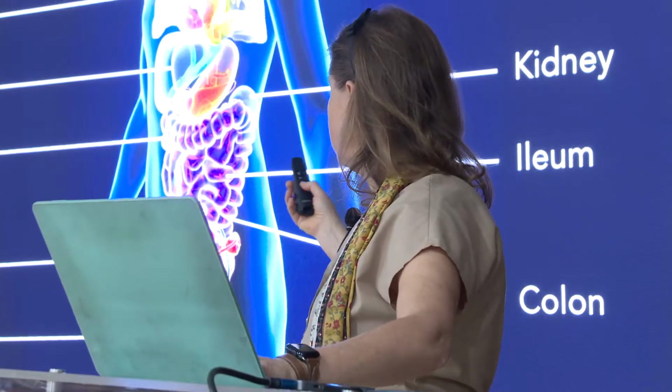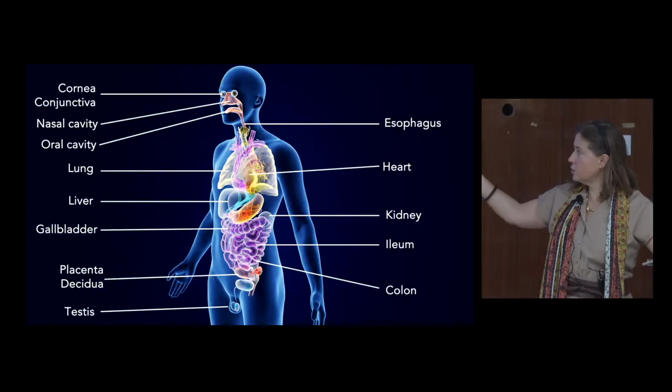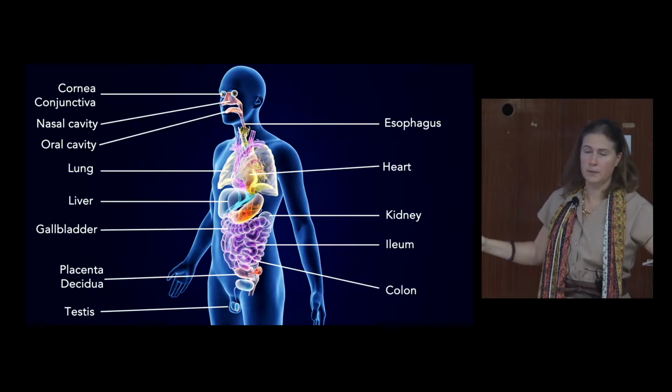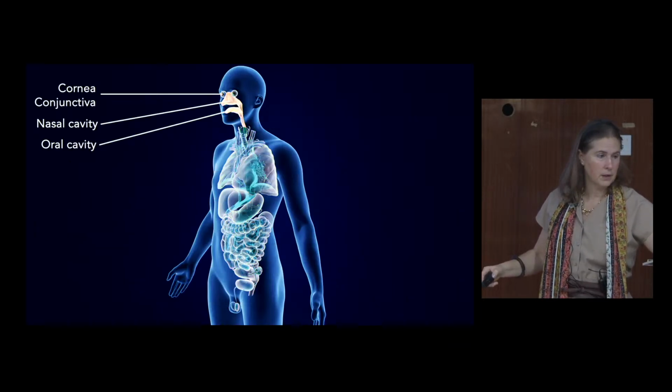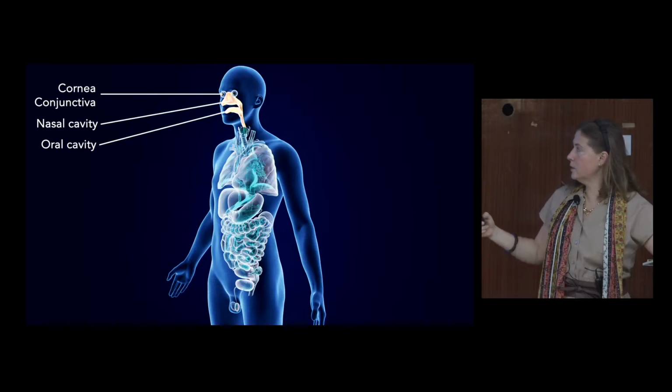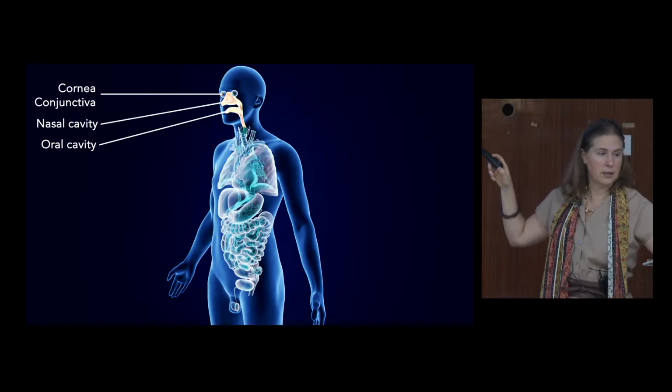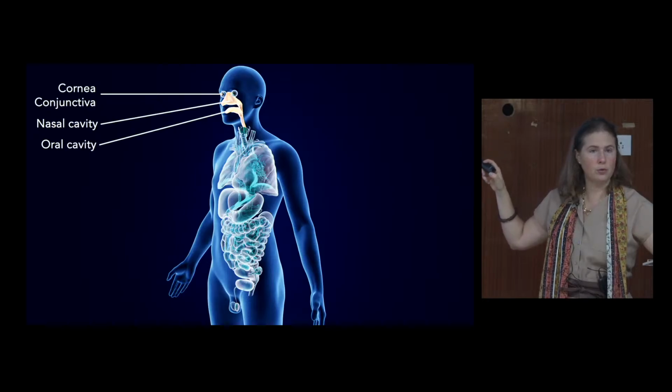Some of the tissues that we found had these entry factors are shown here. In particular, we confirmed that there are cells in the eyes, the nose, and the mouth that were important routes for disease transmission and spread.